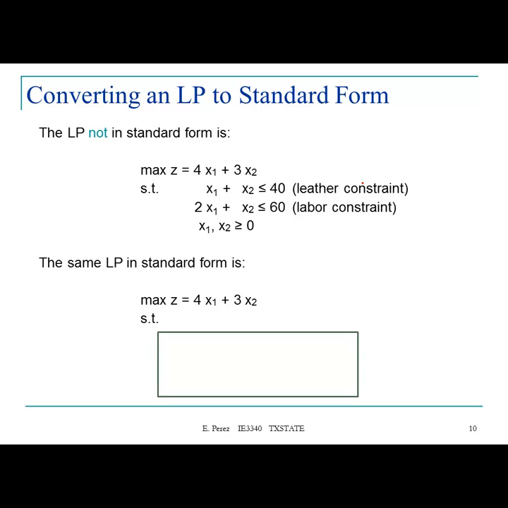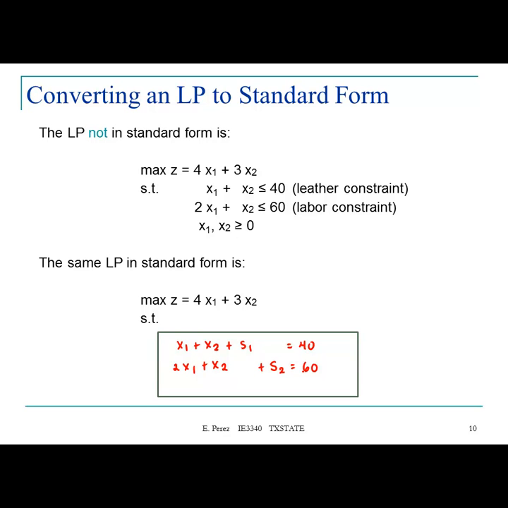So now we want to put this problem into standard form. So we're going to change these constraints as we explained. For the first constraint, we have x1 plus x2 plus s1 equal to 40. And for the second constraint, we're going to use a different slack variable, but we'll still make this constraint an equality. So we have 2x1 plus x2 plus s2 equal to 60.